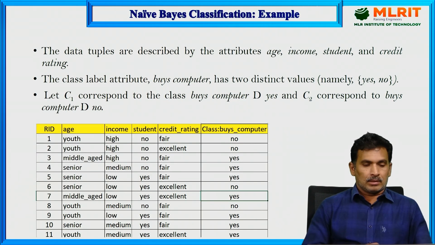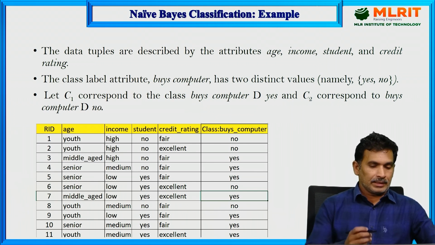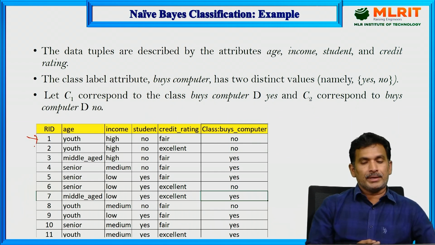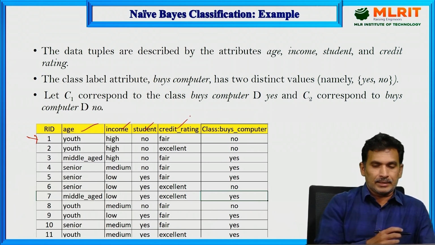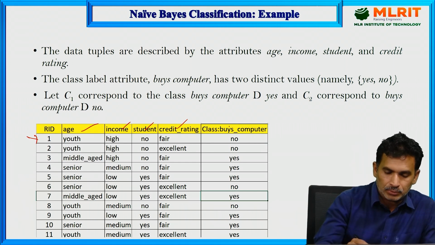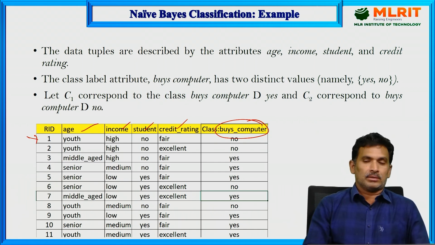So let us see what data set we are going to consider here and what the features of that data set are. The data tuples are described by the attributes like age, income, student, credit rating, etc. Each tuple is described using these attributes. And this data set has a class label attribute, that is buys computer. Buys computer has two distinct values, namely yes and no.